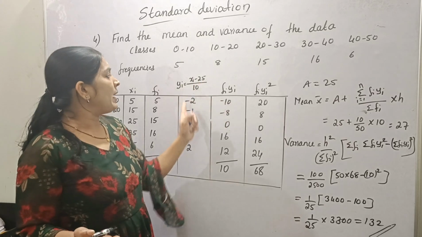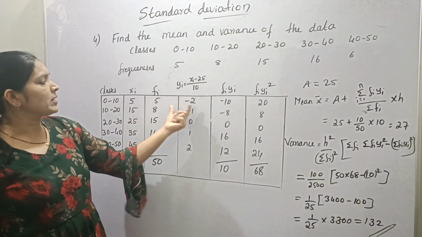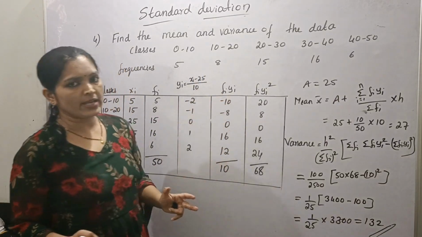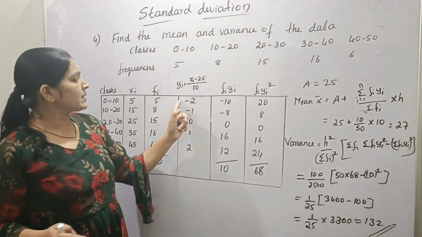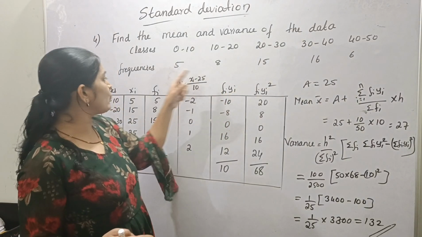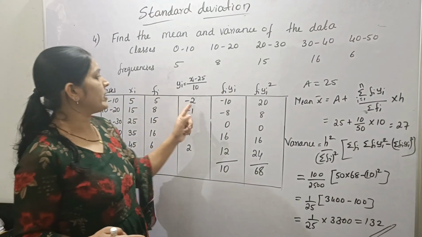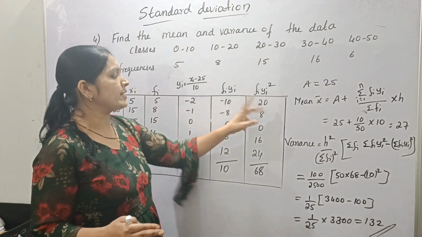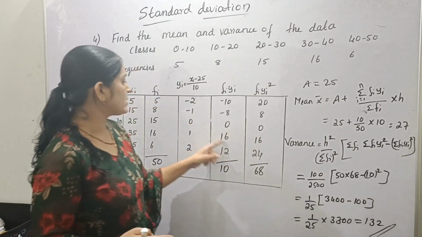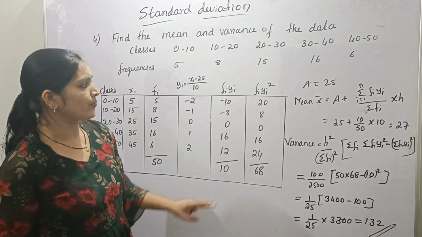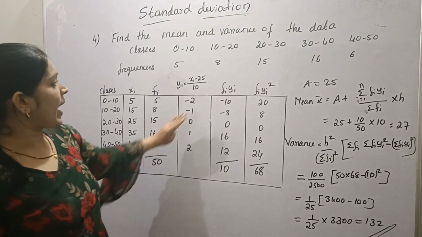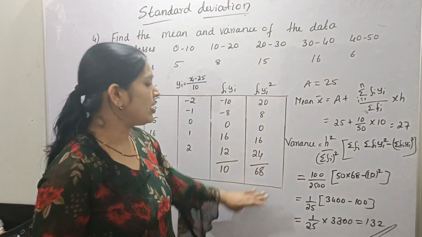Okay, after that multiply this with fi, that is fi into yi. Next fi yi square. See, if you want, you can write yi square as one more column. Okay, that is, fi yi square is nothing but fi yi into yi. So minus 10 into minus 2, that is 20. Minus 8 into minus 1, 8. 0 into 0, 0. 16 into 1, 16. 12 into 2, 24. So after that, find the sum of these: sigma fi, sigma fi yi, and sigma fi yi square.